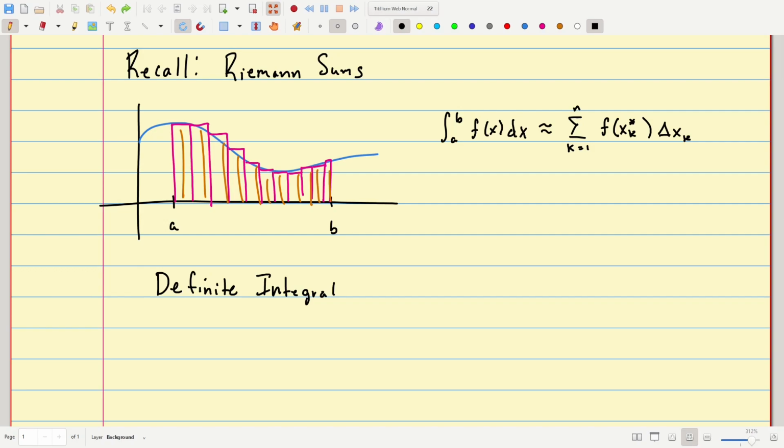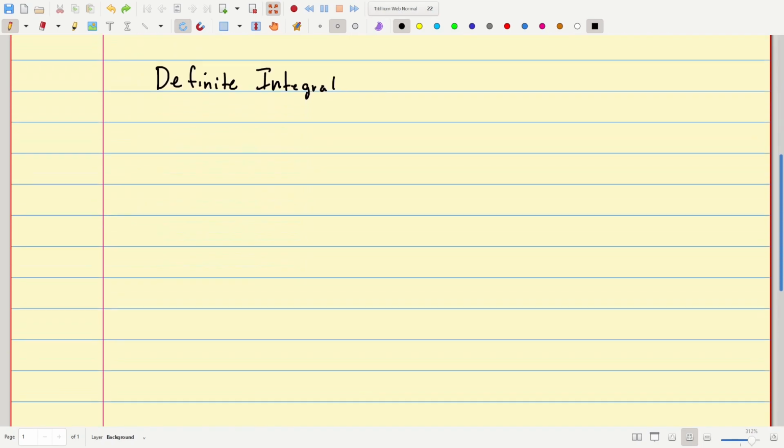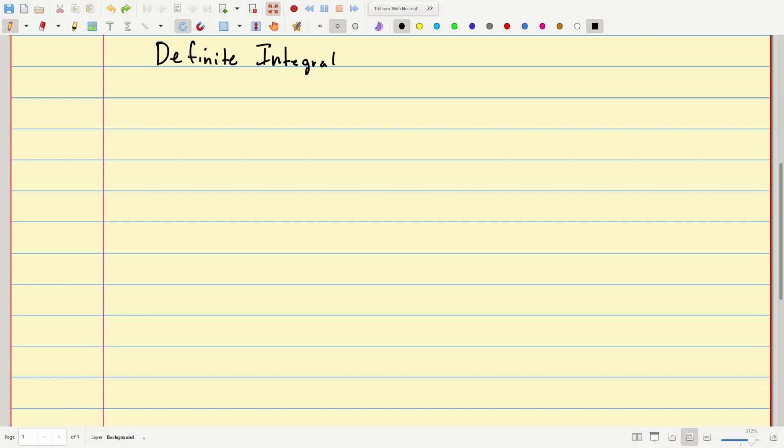We want to instead do this in a situation where we're talking about integrals in the context of 3 dimensions. Now, I say 3 dimensions. We have to be careful about this. What I really mean is that instead of the area under a curve, we're going to be talking about the volume under a surface.